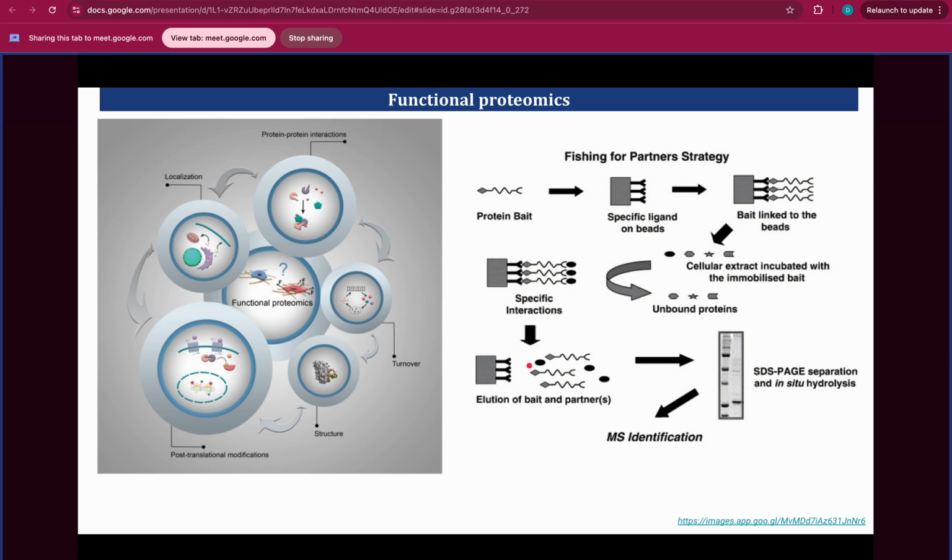So I can further elute the bait and the partners, and after that I can perform SDS-PAGE to identify which protein has bound to my protein of interest, and ultimately MS identification can be done. So in that way we have identified the interacting partner of the protein bait. The protein bait is the query protein for which we want to identify its interaction partners, and we have taken a cellular extract which contains different proteins. So ultimately we have obtained which protein in the cellular extract is most likely to interact with the protein bait. In this way protein-protein interactions can be identified with the help of functional proteomics. So I hope till now everything is clear.